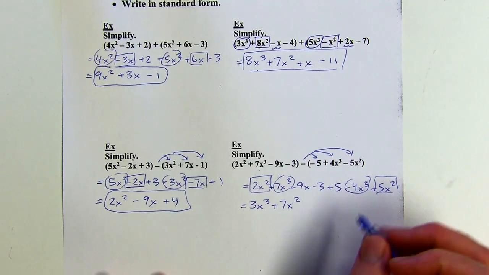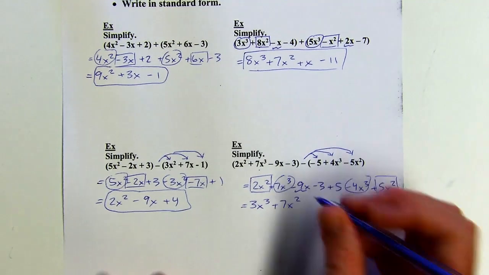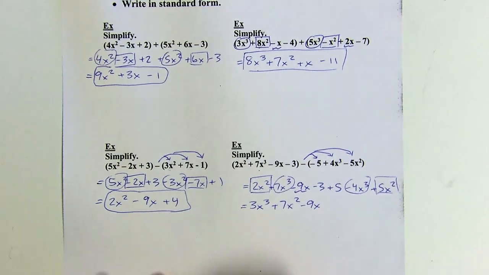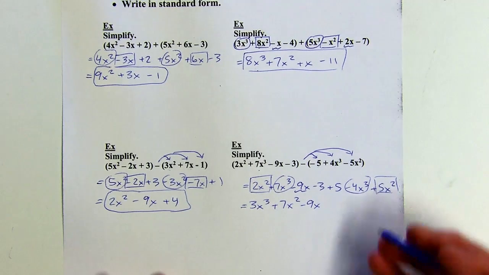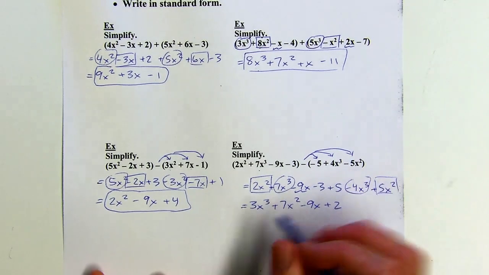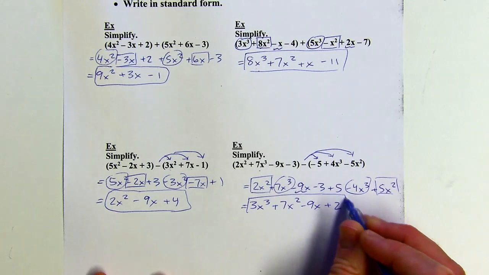Okay, and then I've got my x to the first. Well, there's only one of those, so there's nothing to combine it with. It's just negative 9x, and then I'll combine the negative 3 and the 5 to get positive 2. And then it's already in the right order there.